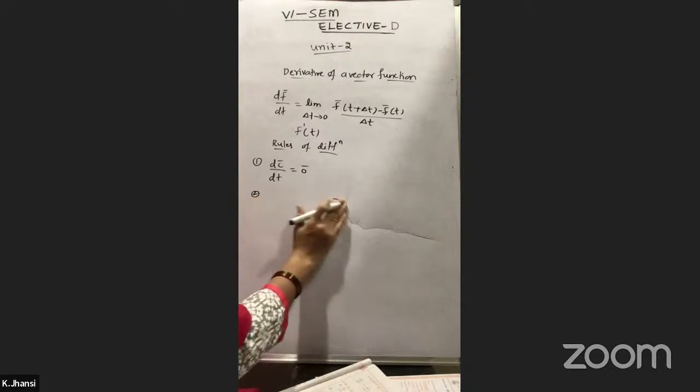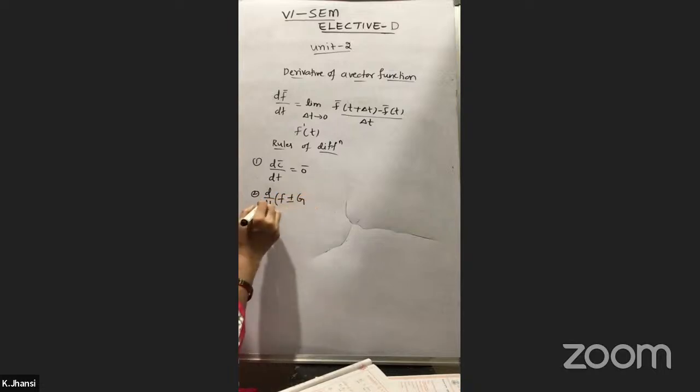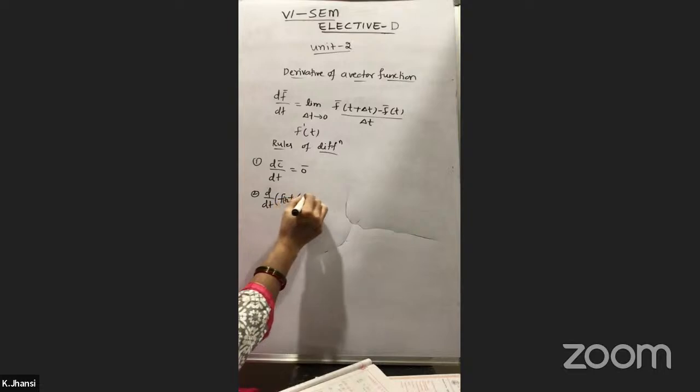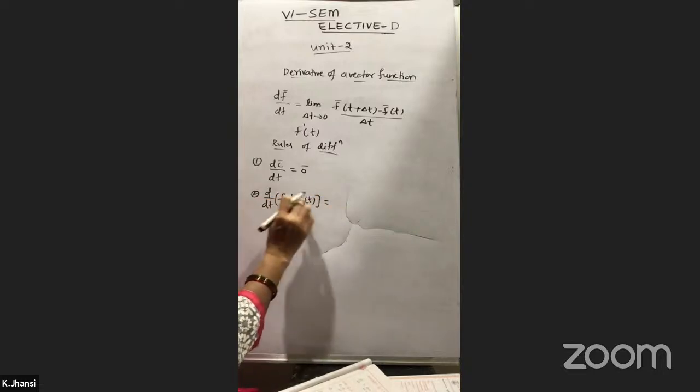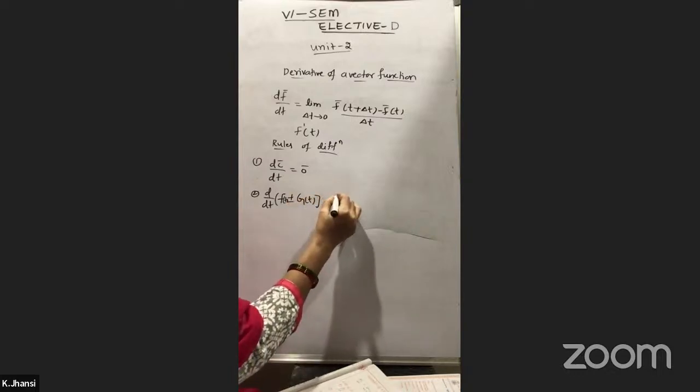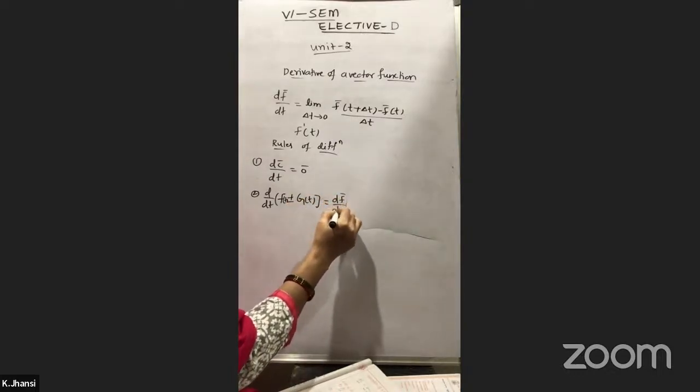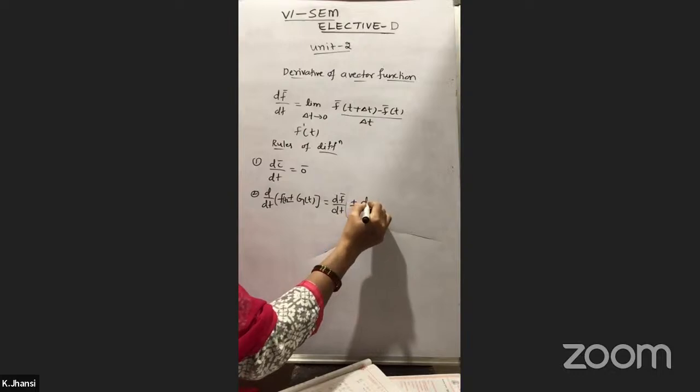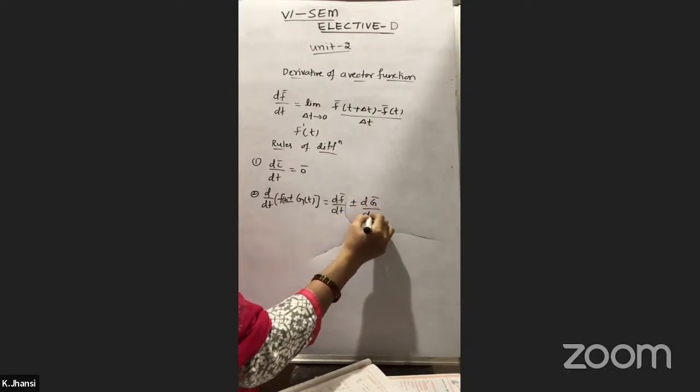Reverse separation. That is d by dt of f plus or minus g, F of t. Also we can write it as: function f plus function g means df by dt. You can separate that one, plus or minus d by dt.